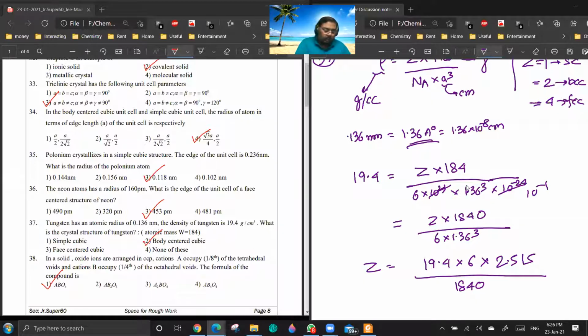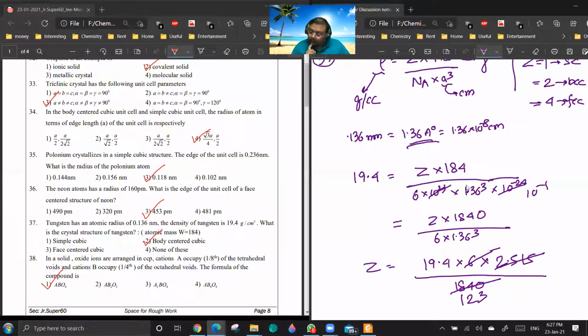So basically it will be something like, see, 2.5 into 6 will be like 15, and 15, 1 is 15. Am I doing something wrong? It's like 123 times. Okay, there's something which we are missing in this. That is 184.